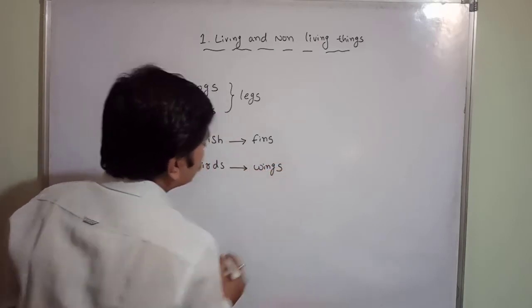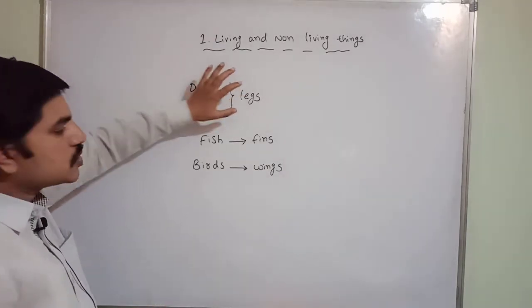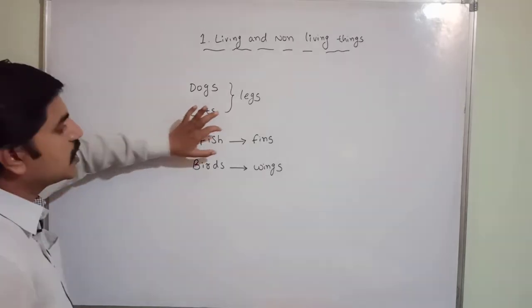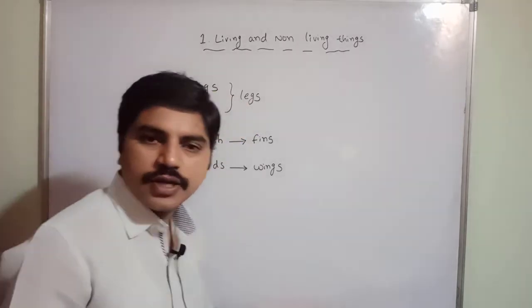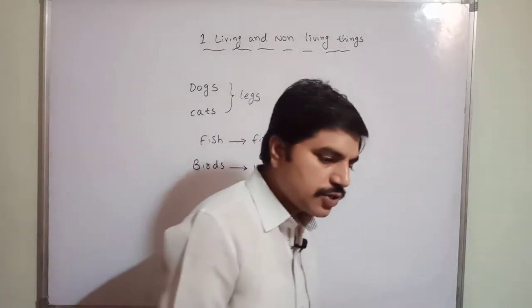So these are the things we need. Dogs and cats are using legs to search for food and shelter, fish are using fins, and birds are using wings. Okay? And these are the things that are right to present. Nowadays we are using them.